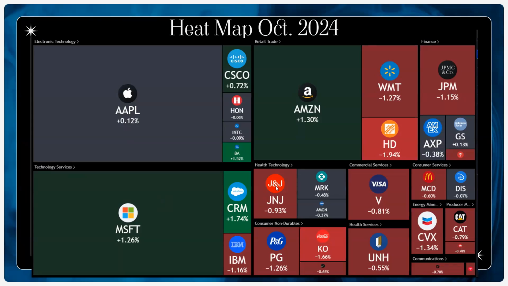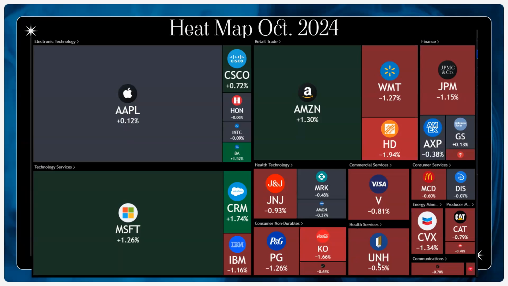Right, then you got health technology: J&J, Johnson & Johnson, Merck. We know what that is. They made some of the COVID shots. AMGN. Then we look at commercial services, Visa. Only one. Consumer services, McDonald's, Disney. We all know that one. Energy and producers. Energy is Chevron. Producers, Cat and 3M. They make plastic. Communications, Verizon, and I don't know what that one is. It's the only one I don't know.